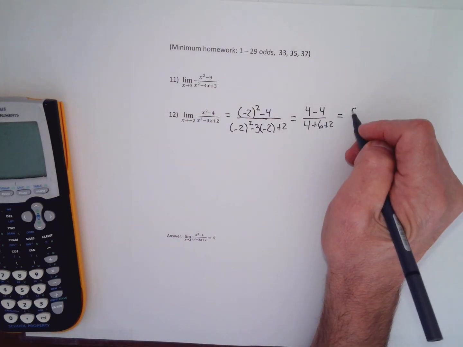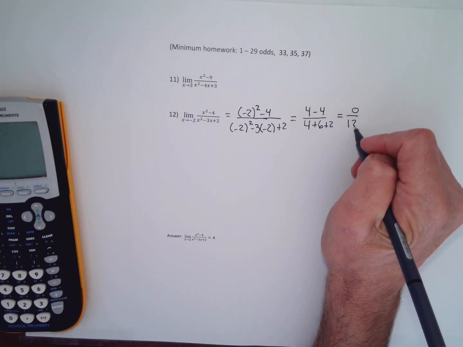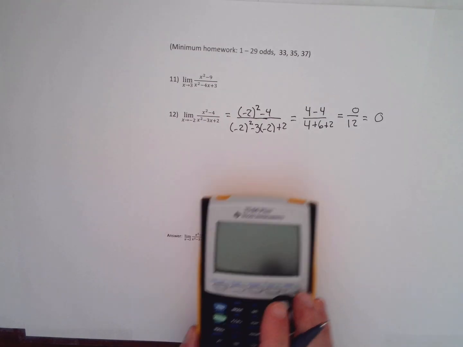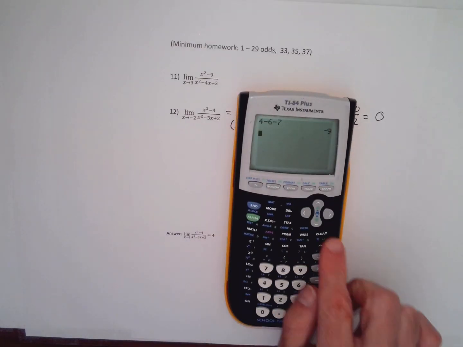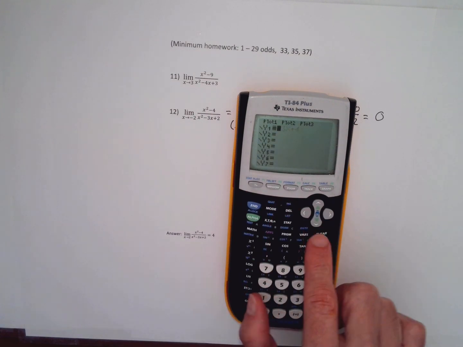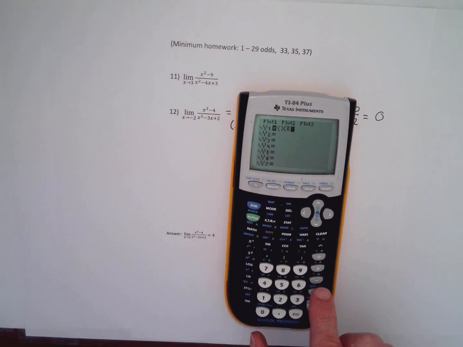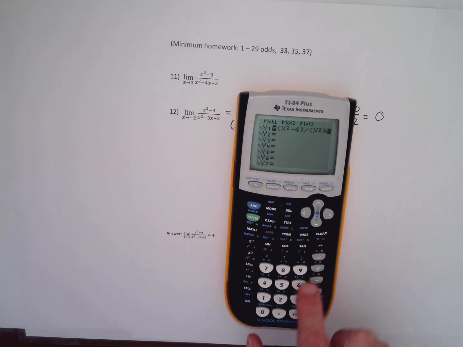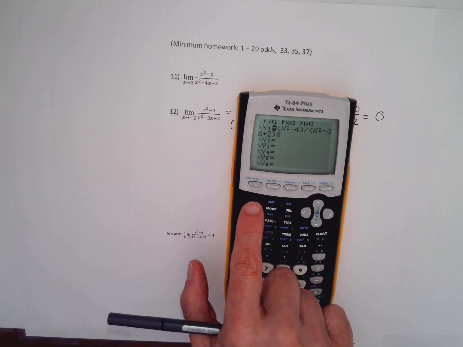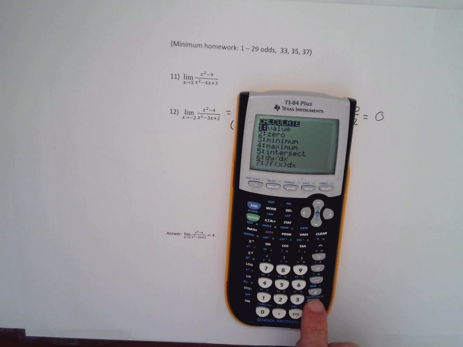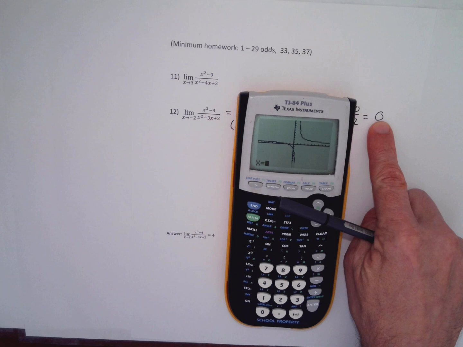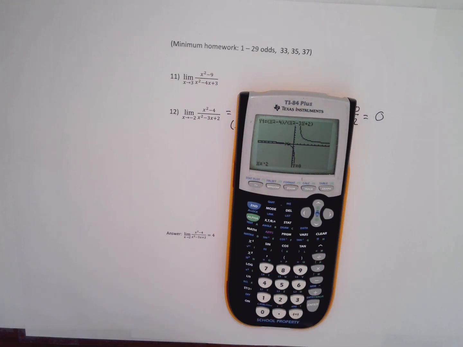Here I get 0 over 12. I think the limit is just 0. Let me sketch a graph of this. It surprises me. Let me put the function in: x squared minus 4 divided by x squared minus 3x plus 2. And let me try to plug negative 2 in. My calculator is going to plug negative 2 in for me to make sure I get 0. Negative 2. Yeah, it is 0. So the limit is 0.